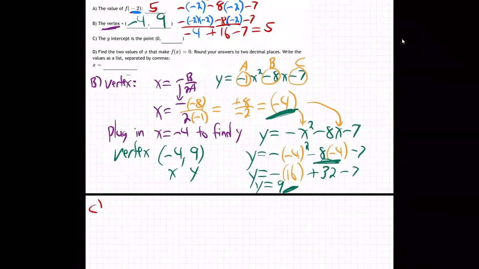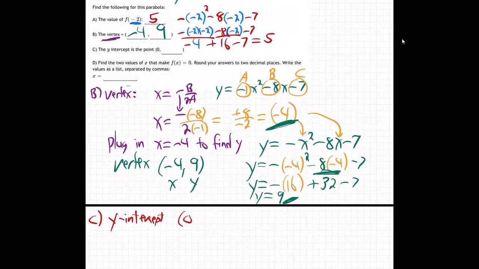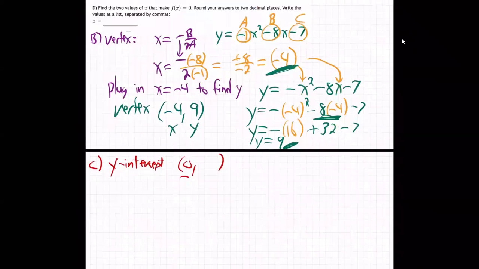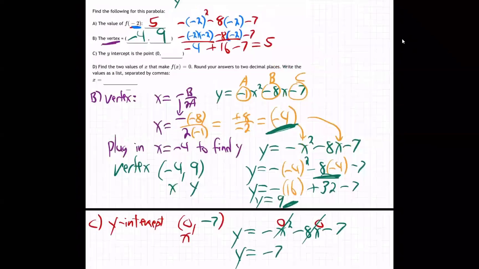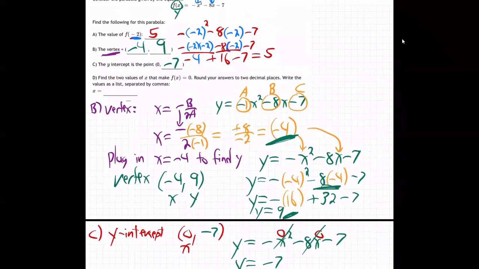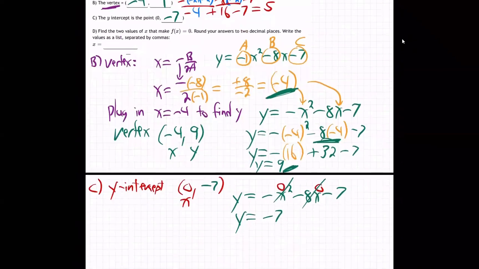Come on down here, part C. Y-intercept. It's the point 0, something. So they're plugging in an x value 0. So you take the formula again, y equals minus x squared minus 8x minus 7, and you plug in 0 for x. Well, that's easy. 0, 0, minus 7. So y is just -7. That was nice. Okay, and then finally, part D is going to be a little bit tricky.